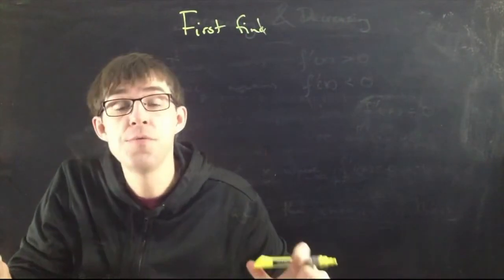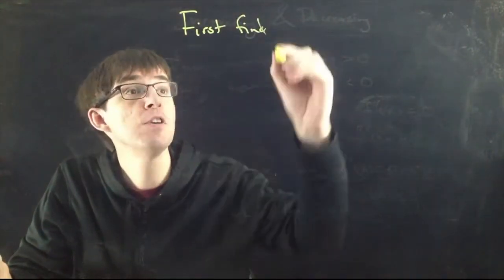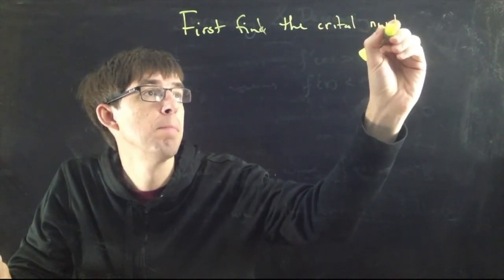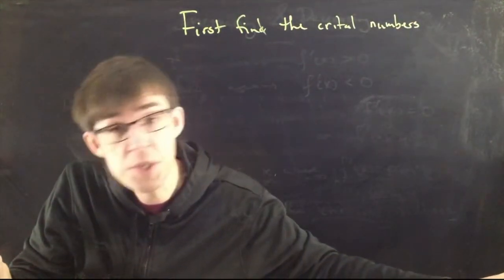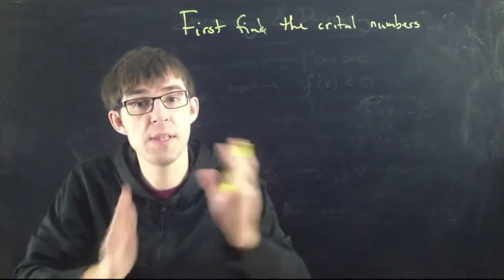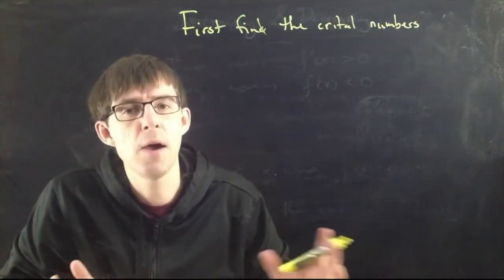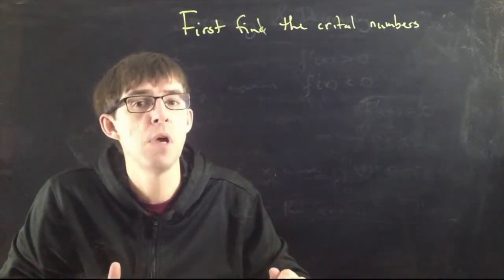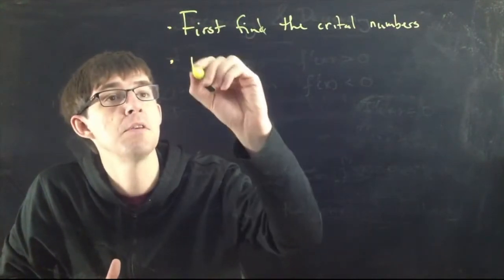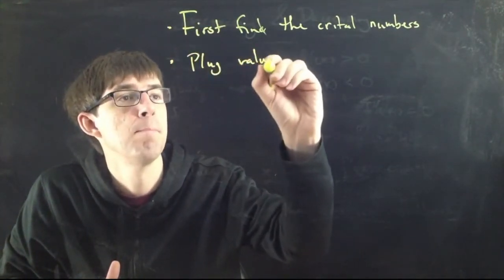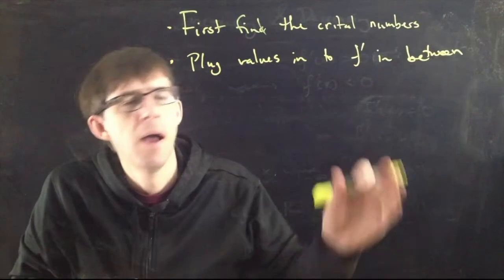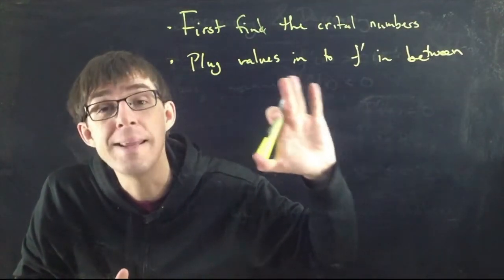So our strategy to figure out where it is increasing or decreasing: first we find the critical numbers. These are the points where it switches from being increasing to decreasing. That'll give us some kind of framework, like these are the points where it switches, and in between those points are the intervals. And how do you tell on those intervals whether it's increasing or decreasing? I'm going to say the second step for doing this is plug values into f prime in between. I'm not explaining this much at this point, but it'll be clear in context when we do this.